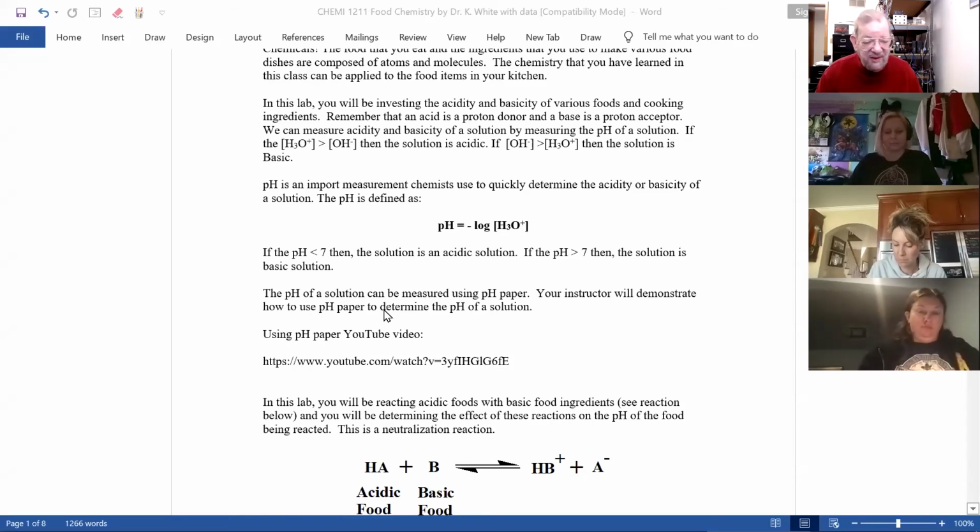Now, if you were in the lab today, there are different ways of measuring pH. One is with a pH meter, which uses a probe, which we won't use. We'll use pH paper. And pH paper is a paper that's been treated that changes color when it's exposed to different pHs. When you buy the pH paper, there's a color scale on the box or the container, and you compare the color of the paper to the color scale.